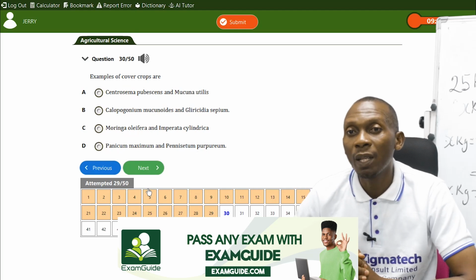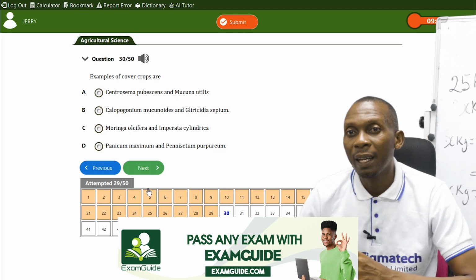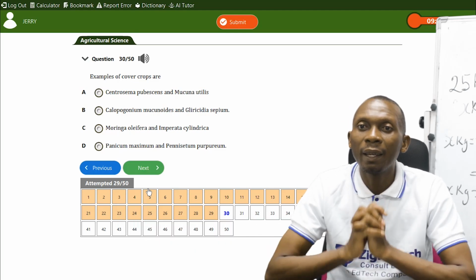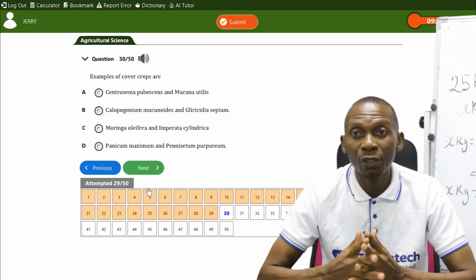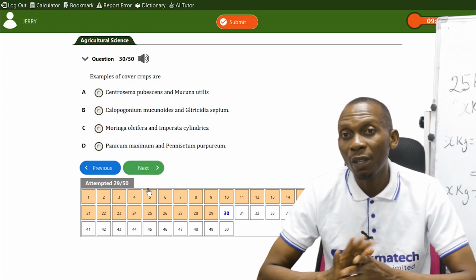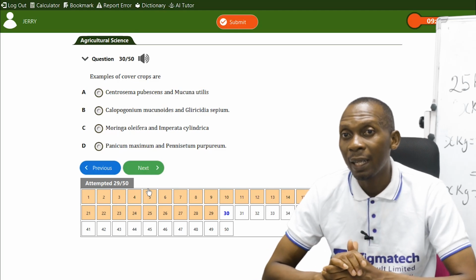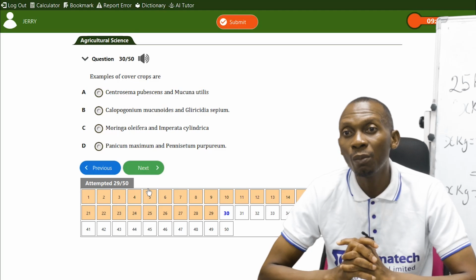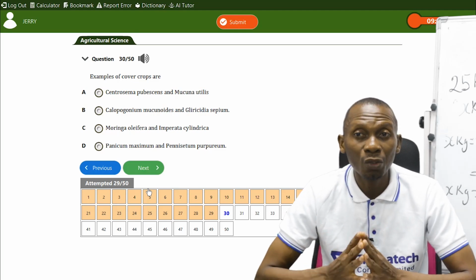Examples of cover crops. Now, cover crops are crops that have this spreading ability. They're usually leguminous crops. They have this spreading ability, and they help to suppress weeds. They also help to fix nitrogen into the soil because they're usually leguminous crops. So examples of such cover crops, we have Centrosema pubescens and Mucuna utilis. These are actually forage crops. Calopogonium mucunoides is a cover crop, remember, also a leguminous crop.